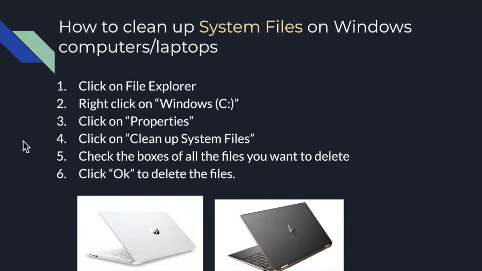Secondly, you want to right-click on Windows. Then, as we did in the previous slide, you want to click on Properties. And from there, click on the Cleanup System Files button. And then you can check the boxes of all the files that you want to delete. And once you're done and satisfied, click OK to delete the files.